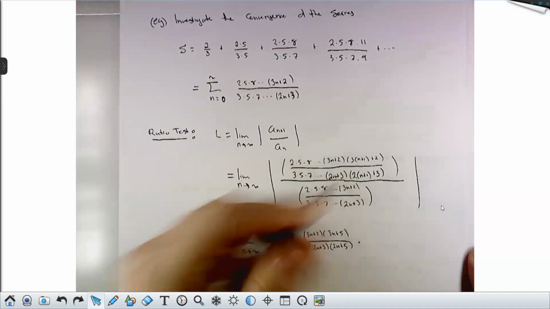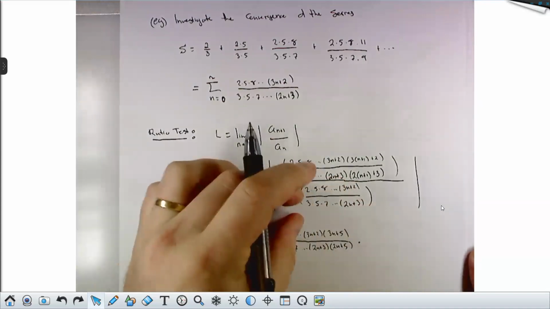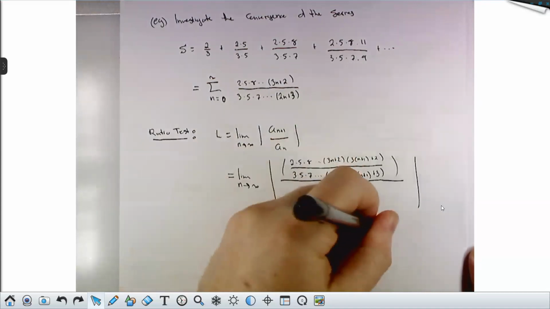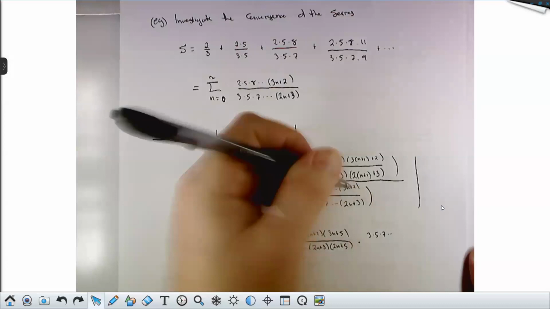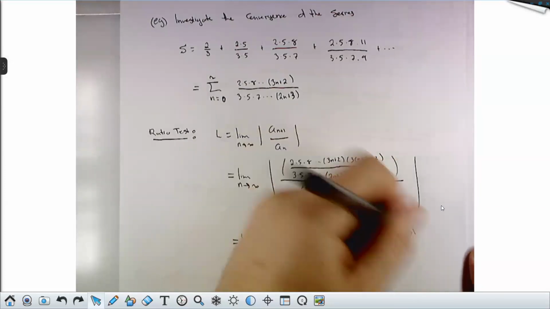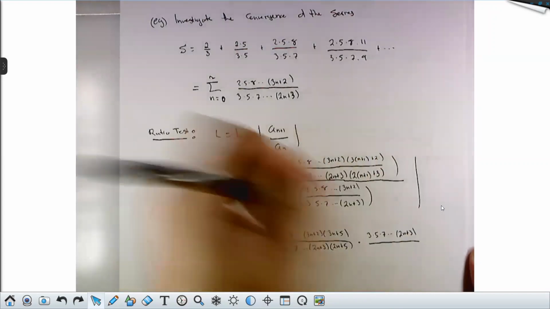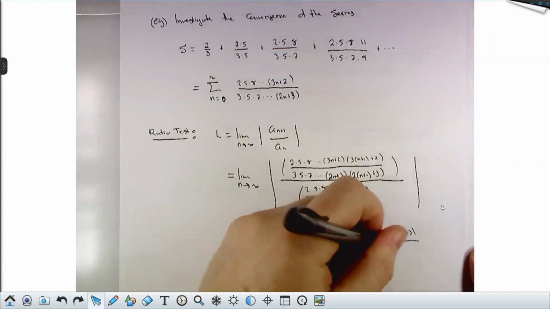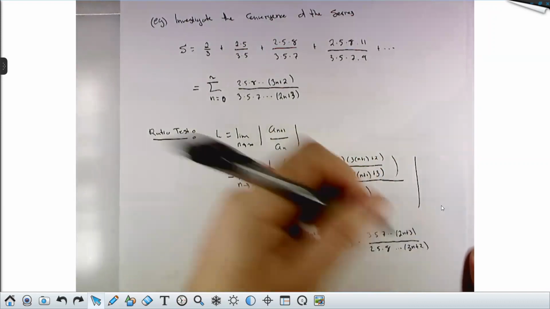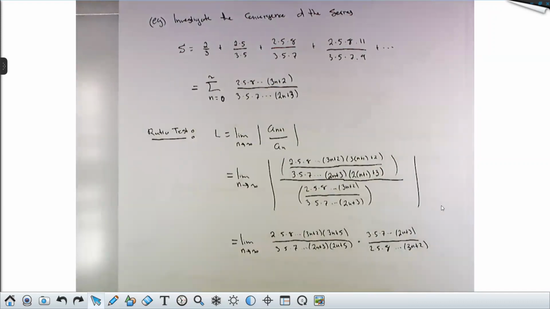Now I'm going to flip and multiply so that this thing, when I bring it upstairs, is going to flip over. So I'll have 3 times 5 times 7 out to 2n plus 3 divided by 2 times 5 times 8 out to 3n plus 2. And I can ditch the absolute values because everything here is positive. What we see is that there is a massive amount of cancellation.